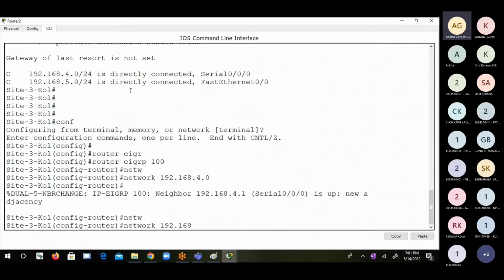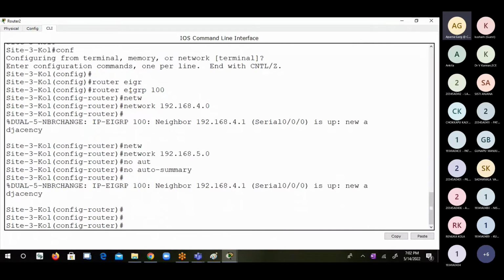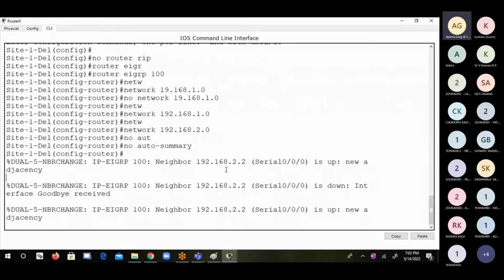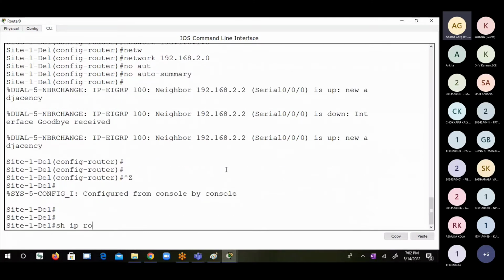Network 192.168.5.0 with no auto-summary. Anytime you are going to do no auto-summary, there is again a fluctuation in the adjacencies, and again the adjacency is formed. So it's the way Eigrp behaves. Now let's get into show ip route.